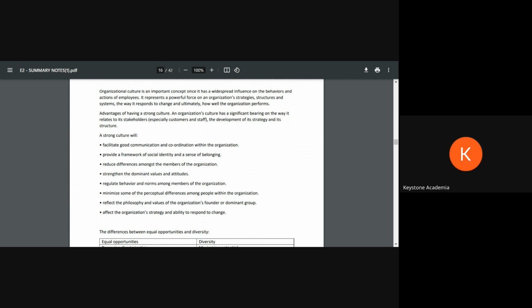What do you think a strong culture is amongst the company? I've already told all the points. I just need you guys to recap the points that I just said. It's literally the culture. Just say one or two points, everybody. What do you think a strong culture includes?